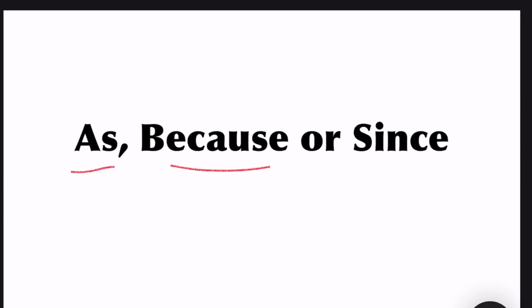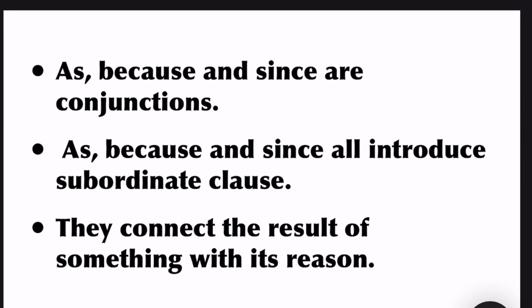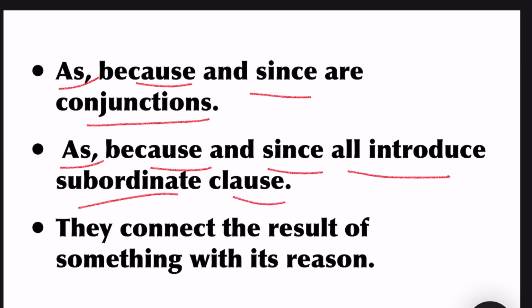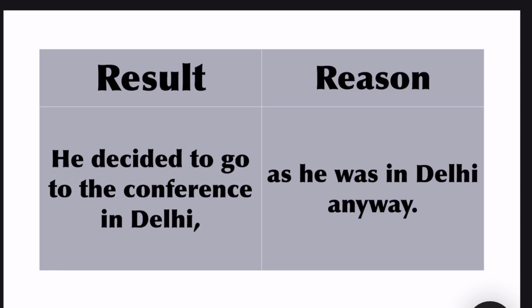As, because, or since. As, because, and since are conjunctions. As, because, and since all introduce a subordinate clause. They connect the result of something with its reason. Look at this sentence: result and reason.